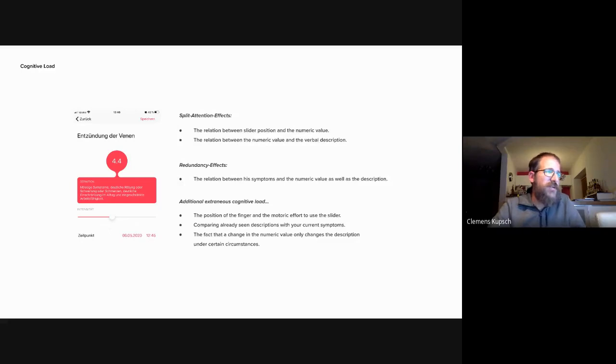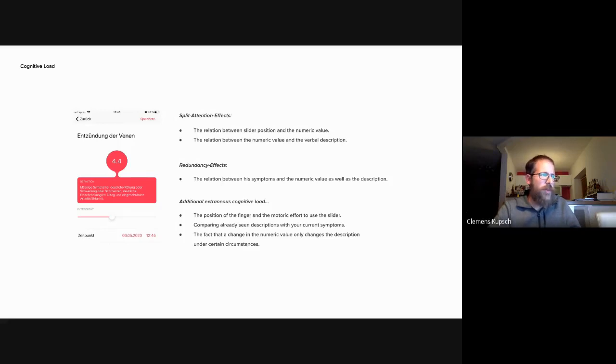Additional extraneous cognitive load is also added by the position of the finger and the motoric effort to use the slider. So while he's trying to hit that, I don't know, perfect number 5, because he thinks 5 is a good value to describe the pain he's currently feeling, he would have a hard time to hit it because of the motoric effort here.